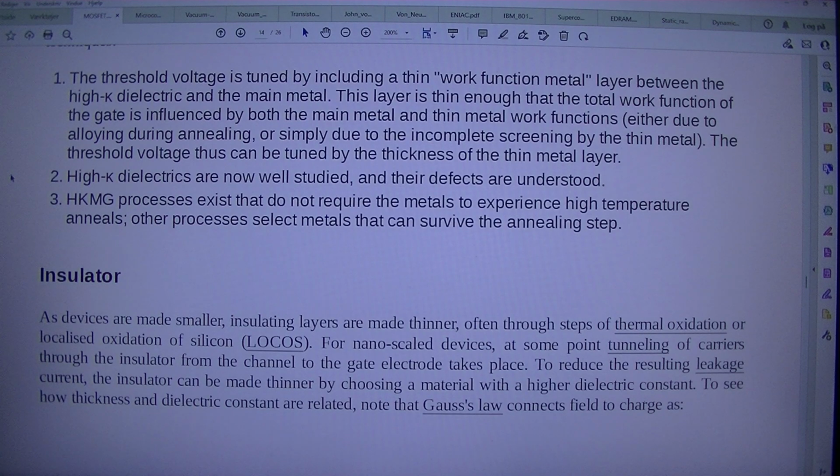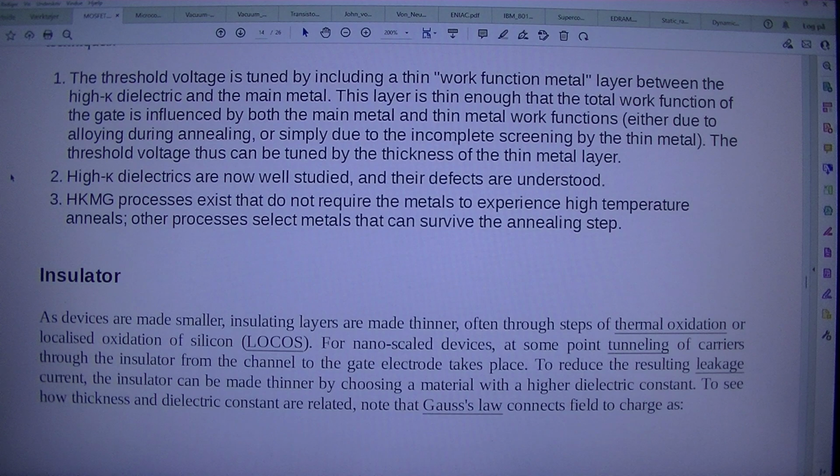The threshold voltage thus can be tuned by the thickness of the thin metal layer. High-k dielectrics are now well studied, and their defects are understood. Some HKMG processes exist that do not require the metals to experience high temperature anneals. Other processes select metals that can survive the annealing step.